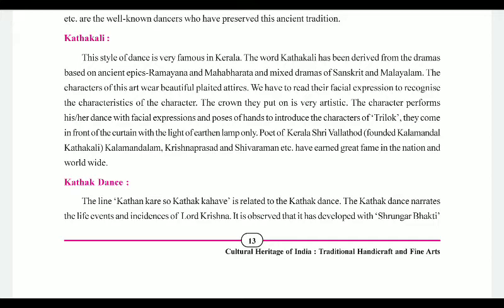We have to read their facial expressions to recognize the characteristics of the character. The crown they put on is very artistic. The characters perform their dance with facial expressions and hand poses to introduce the characters of Trilok. They come in front of the curtain with the light of the earthen lamp only. Poets of Kerala, Shri Vallathol, Kalamandalam Krishna Prasad, and Shivaramanam, etc., have great fame nationally and worldwide.